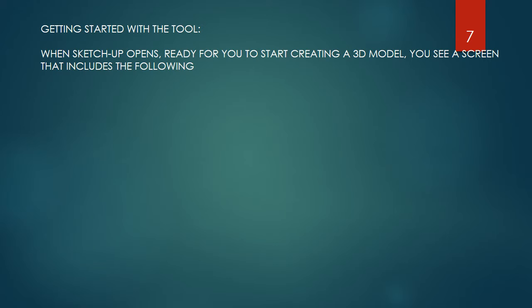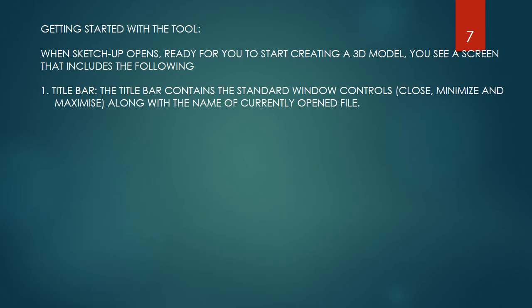Getting started with the tool. When SketchUp opens, ready for you to start creating a 3D model, you see a screen that includes the following. It includes the title bar. The title bar contains the standard window controls like close, minimize, maximize, along with the name of the currently opened file.